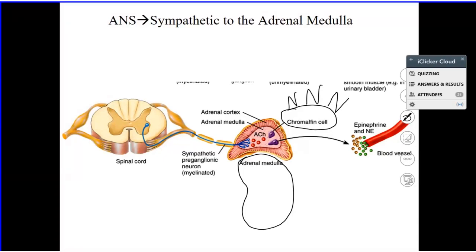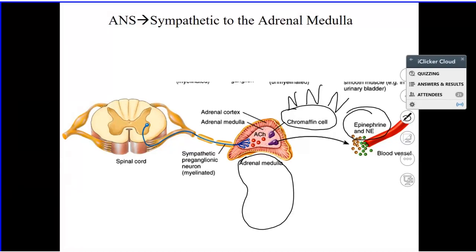Are those receptors going to be excited or inhibited? They're always going to be excited. Nicotinic receptors are always going to be what? Which is D or hyper. Okay. Now, when these receptors are excited, it tells your adrenal gland to release epinephrine and norepinephrine.